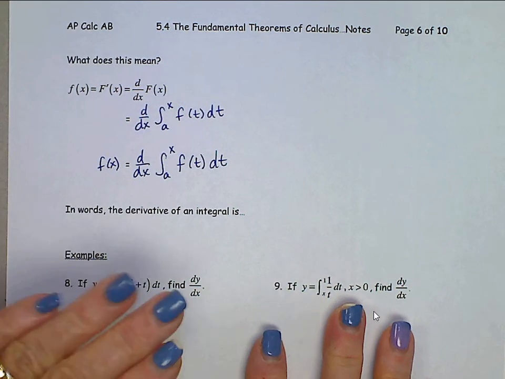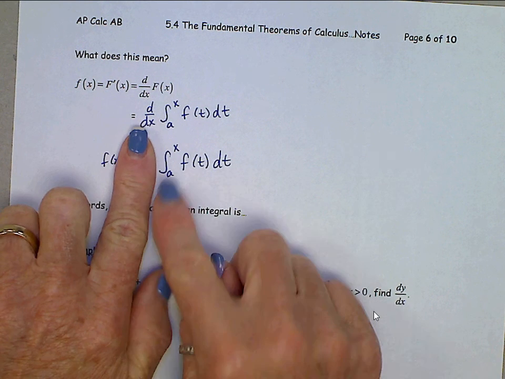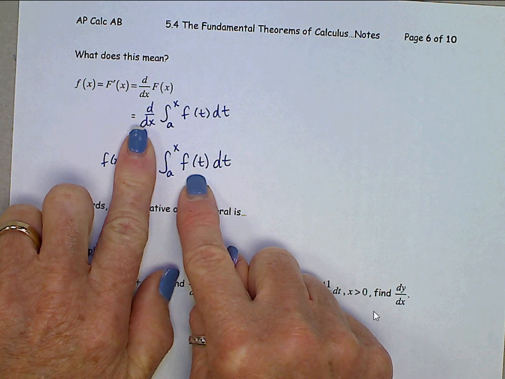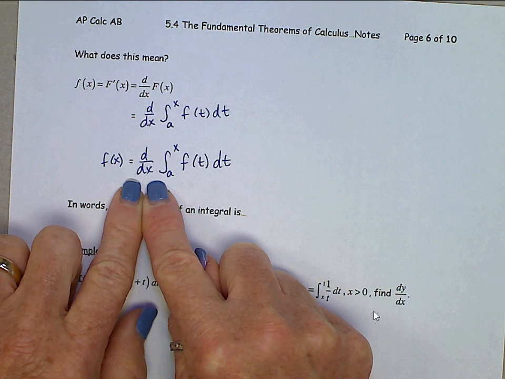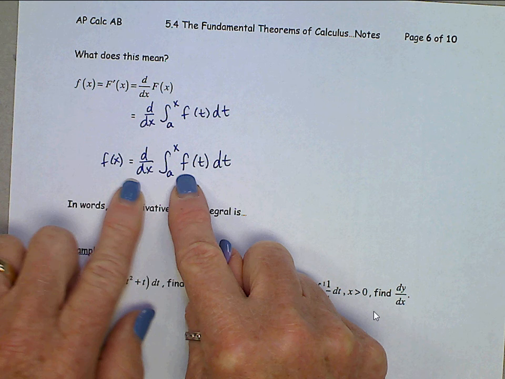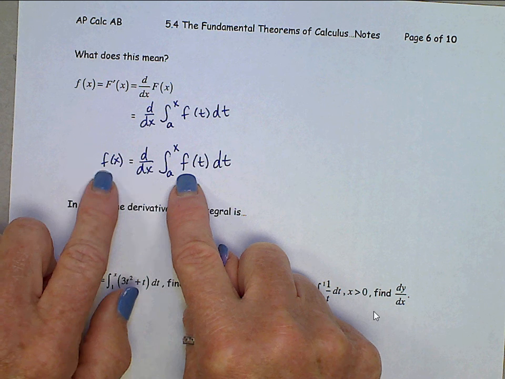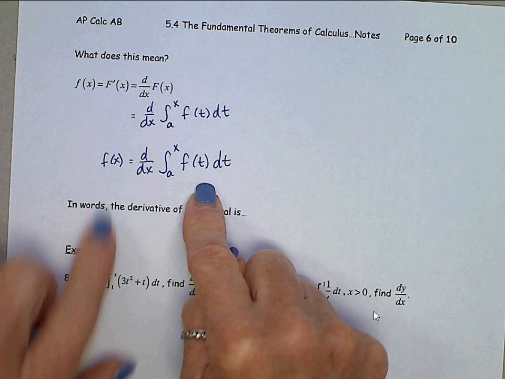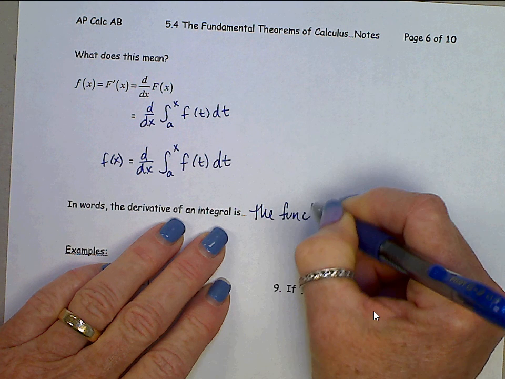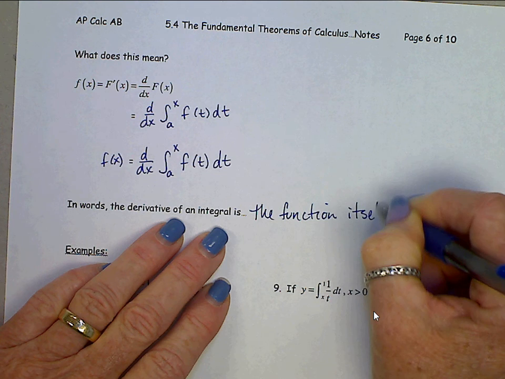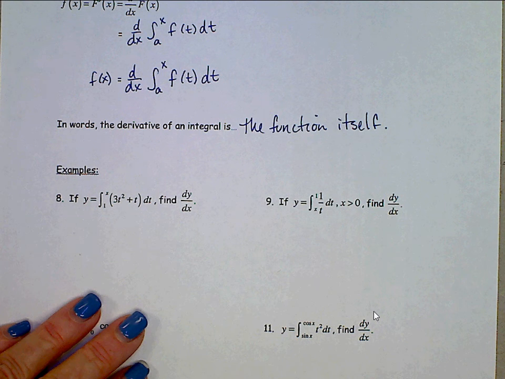All right, so here's what this says. If you want to evaluate something like this, if we do an integral on some f of t, get an answer, then do the derivative of that answer, well, we get right back to that f function. See this f right here and this f right here? So the derivative of an integral is the function itself. And again, I know that's fuzzy right now. Let's just start working through some problems.